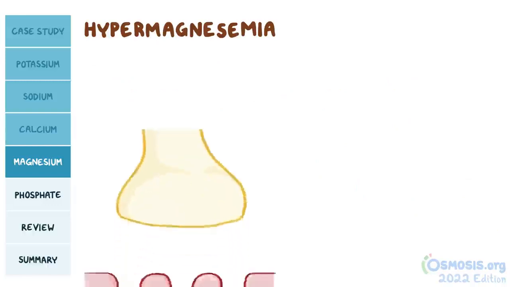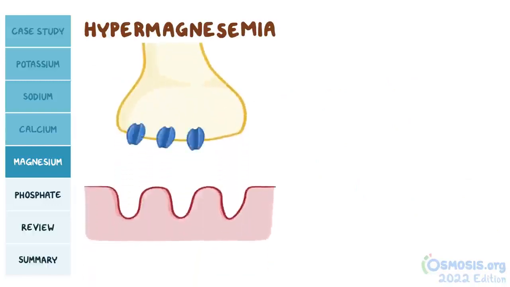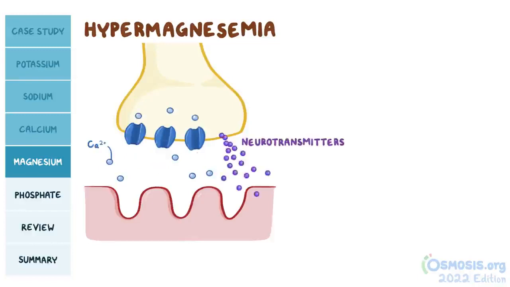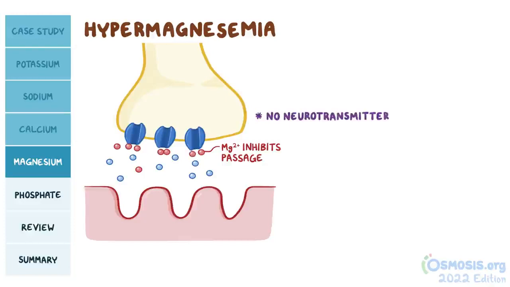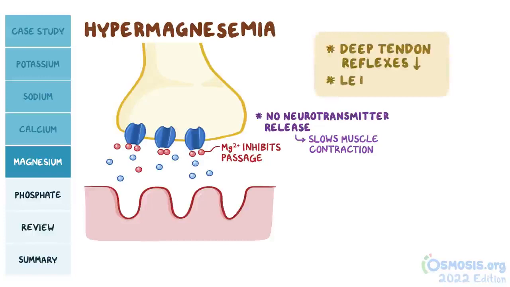At the neuromuscular junction, there are voltage-gated calcium channels on presynaptic neurons that need to open and let calcium in to cause the neuron to release neurotransmitters and cause muscle contraction. Under normal circumstances, magnesium seems to inhibit calcium influx a little bit, which actually helps stabilize the axon. But with too much magnesium floating around, it tends to inhibit calcium influx even more, which interferes with neurotransmitter release and ultimately slows muscle contraction. So for your tests, remember that with hypermagnesemia, deep tendon reflexes might be decreased and lethargy can occur.